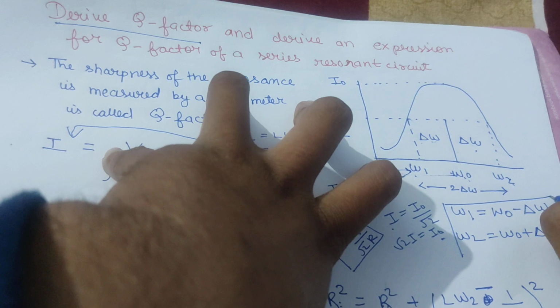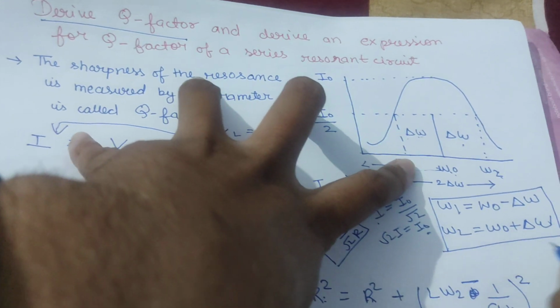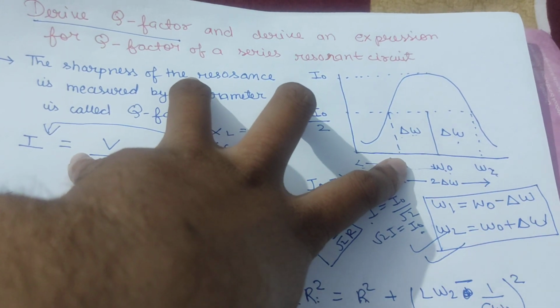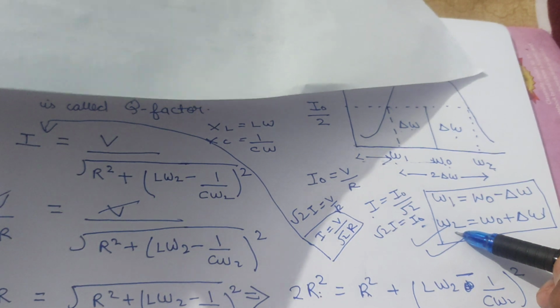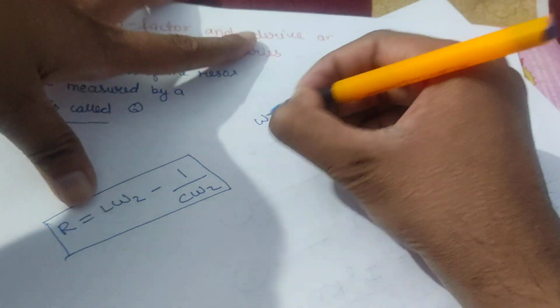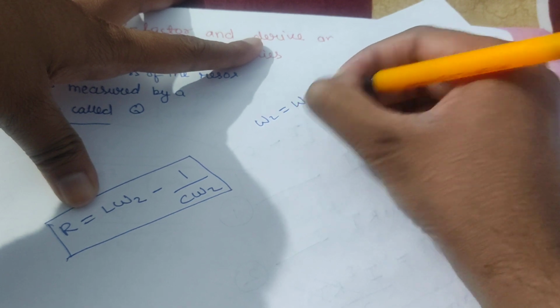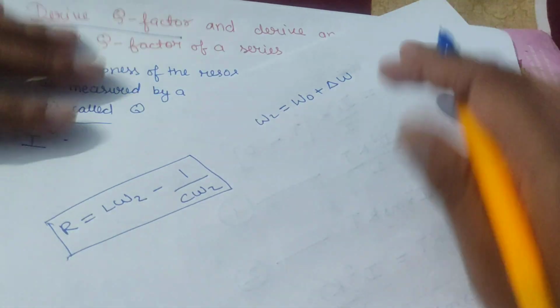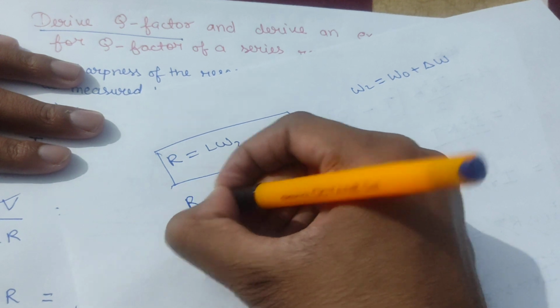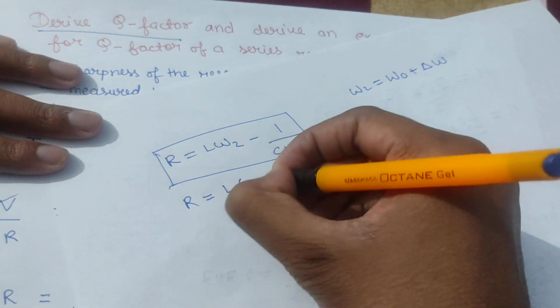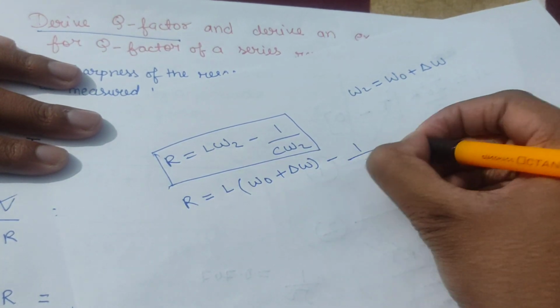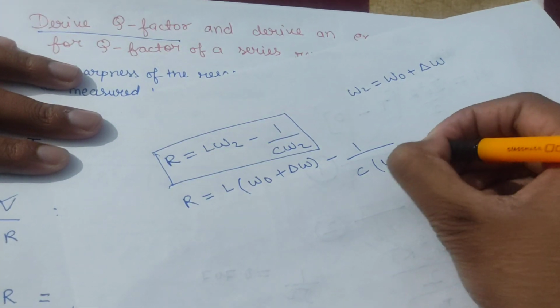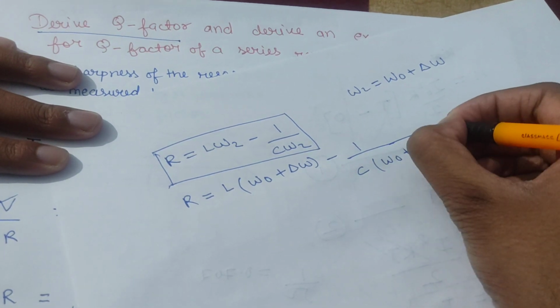So this is the precious equation, okay. So learn it. We'll use only the role of omega 2, okay. So omega 2 is equal to omega naught plus delta omega. So put this value here. So omega 2 delta omega minus 1 by omega naught plus, okay.